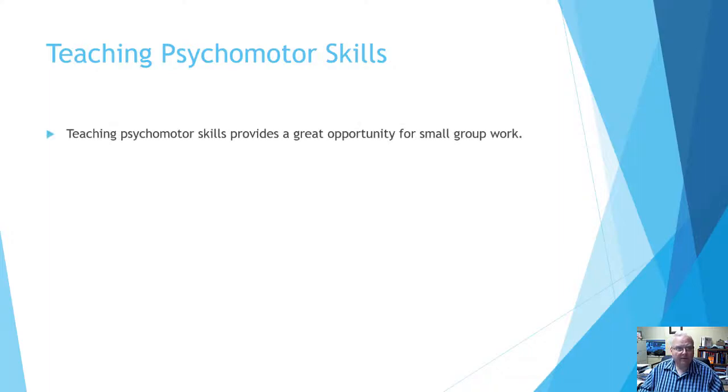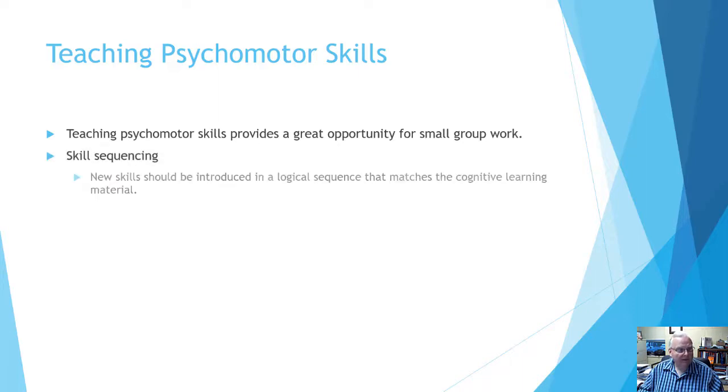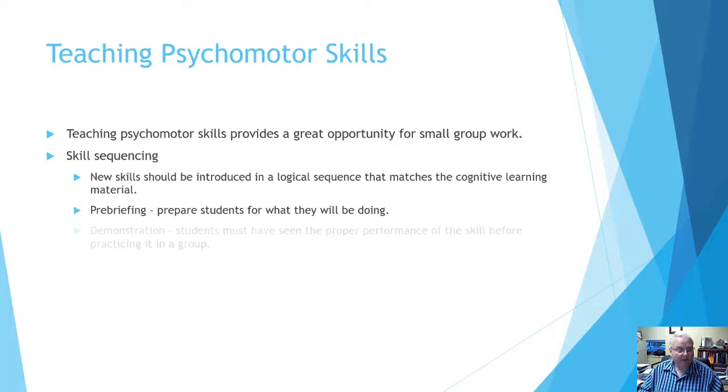Teaching psychomotor skills provides a great opportunity for small group work. Skill sequencing is important. Make sure that new skills are introduced in a logical sequence that matches the cognitive learning material. It's important that the students have a pre-briefing, meaning that you prepare your students for what they'll be doing. Make sure that they have seen a proper demonstration of the skill or skills that they'll be performing before they're expected to do it on their own. Students must have seen the proper performance of the skill before practicing it in a group.